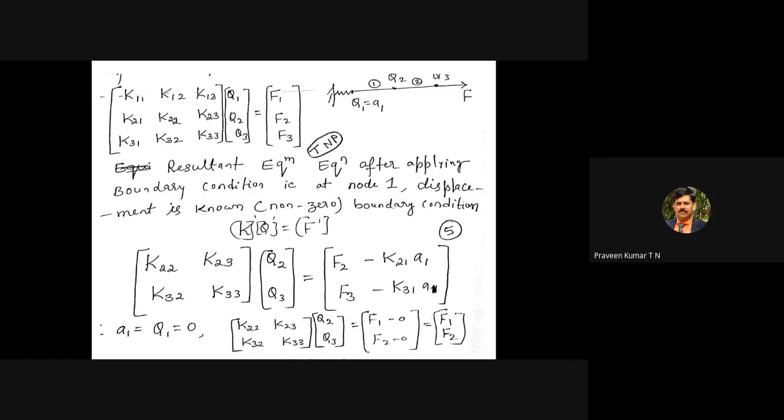We have K21 into Q1. That's the first term of the second equation. Q1 is nothing but A1, so the term is K21 into A1. That's why K21 is constant. A1 is also given, it is also constant. So we have a constant on the left hand side of the equation, and now you are moving the constant to the right side of the equation. So we have F2, and on the left hand side we have K21 into A1, that goes to the right side.